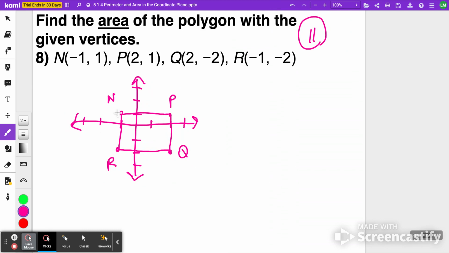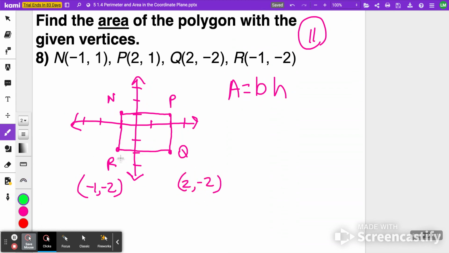Let's find the area. Remember, to find the area of this shape, this is looking like a rectangle, we need to do base times height. So first we need to find the base, which could either be the bottom or the top. I'm going to start at the bottom though. R is here at (-1, -2). Q is over here at (2, -2). So we just want to find the distance from R to Q. So this is -1, this is 1, 2. So the distance of RQ is equal to 3. So this is our base.